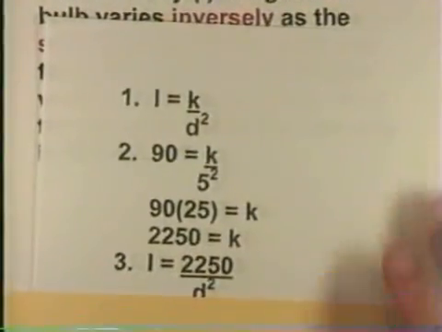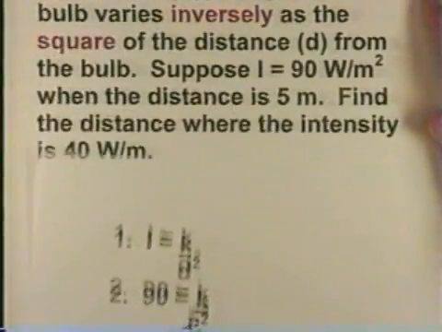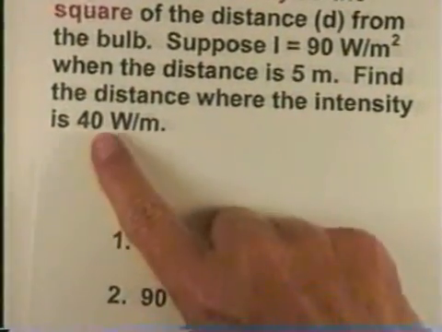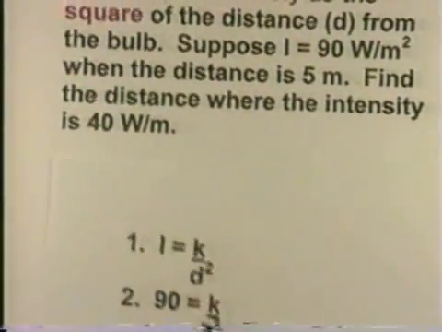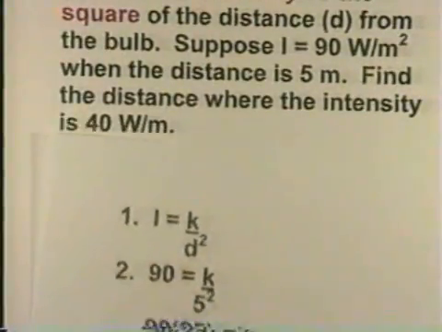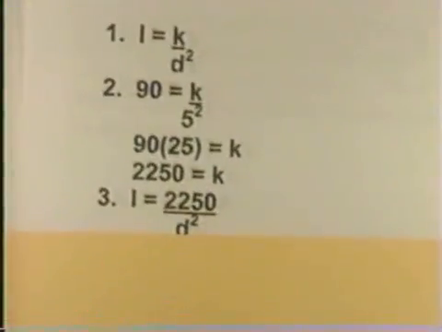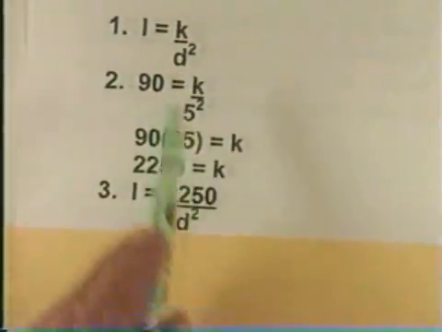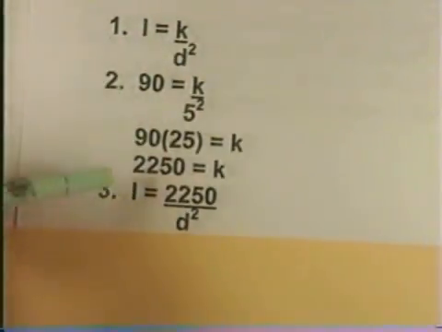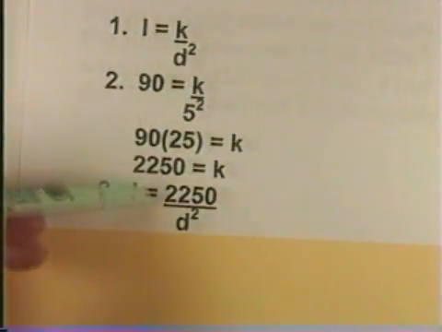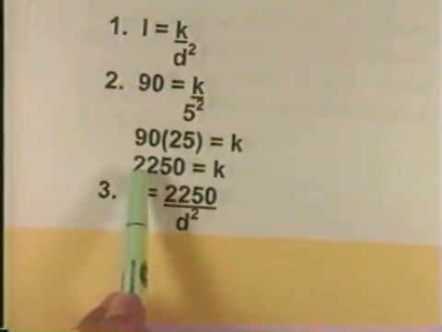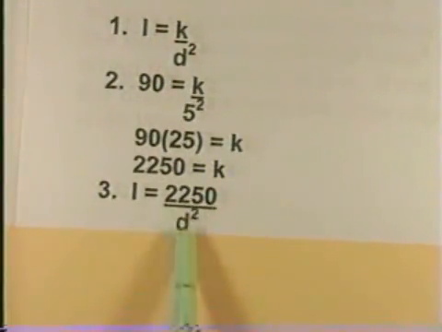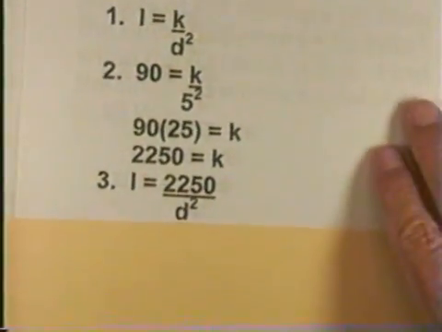Now, go back and answer the question. What is the question? Find the distance where the intensity is 40. Well, I'm getting ahead of myself. In step 3, I simply replace K by the value. So I go back to step 1. I have I is equal to, in place of K, I write the value of K for this particular bulb, which is 2250 over D squared.